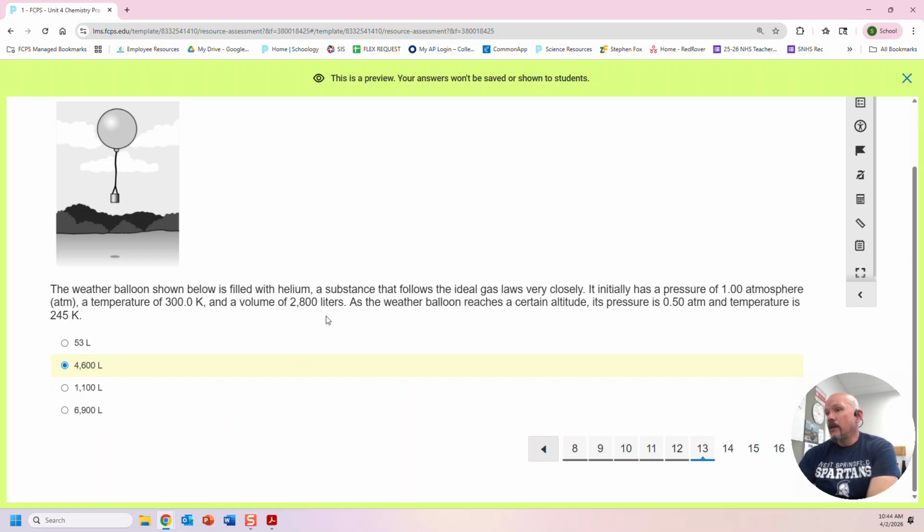The temperature didn't cut in half. It decreased, but it didn't cut in half. Okay. So we're going to get a bigger volume change because of the decrease in pressure versus the volume change of a decrease in temperature. Okay. But anyway, you just plug it into the gas law.